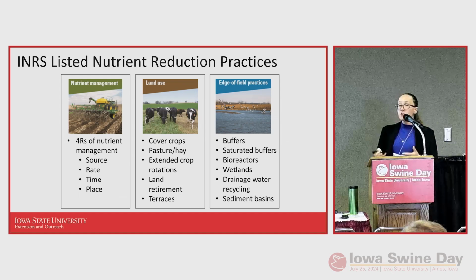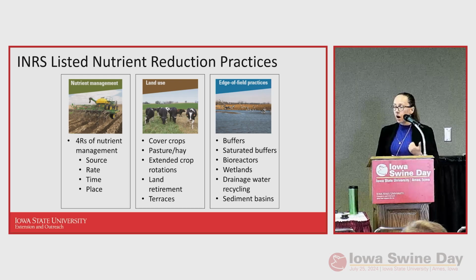And we have multiple different practices under 3 categories that we can utilize on our row crop acres to reduce these losses. We have nutrient management, which is pretty much just our 4 R's of nutrient management: right source, right rate, right time, and right place.